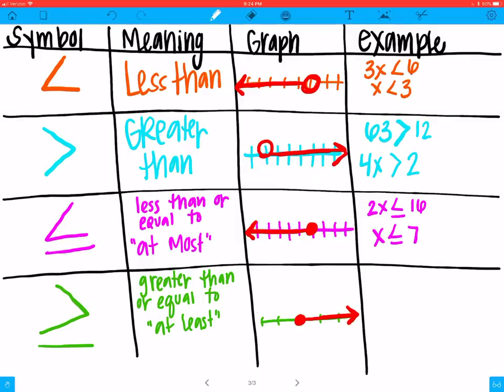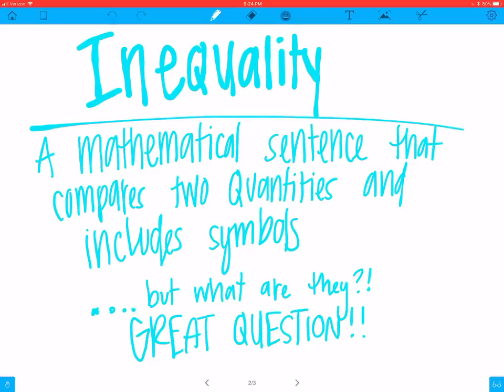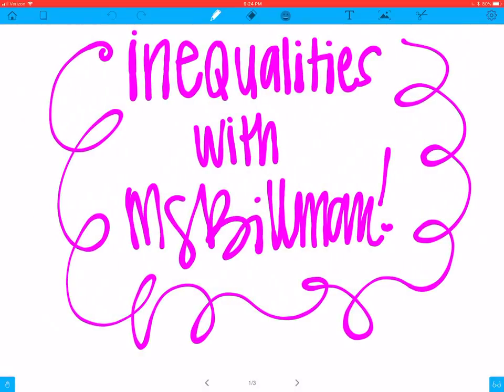If I were to write an example of this, I could say 33 is greater than or equal to 33. Well, that's exactly right. I mean, 33 is equal to 33. 14 is greater than or equal to 2. I mean, also true. I could even say 14 is greater than or equal to 2x. Remember, inequalities take some time, so attend to precision. You got this.